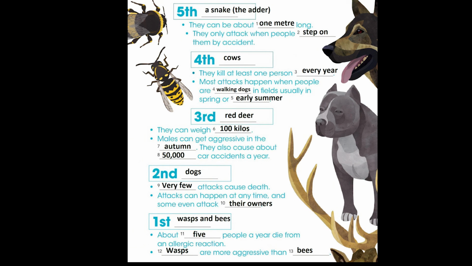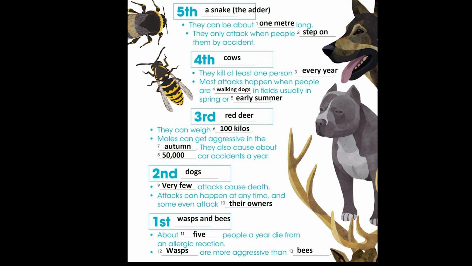The 5th place, a snake, the adder. They can be about 1 meter long. They only attack when people step on them by accident. The 4th place, cows. They kill at least 1 person every year. Most attacks happen when people are walking dogs in fields, usually in spring or early summer.